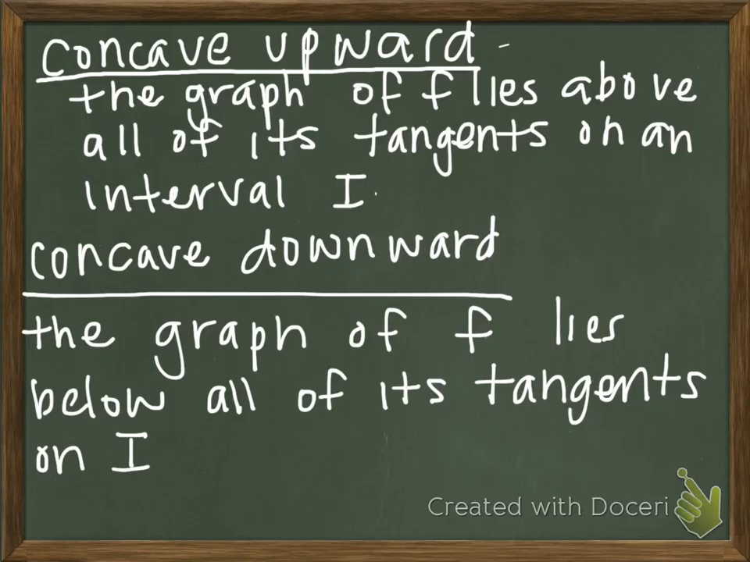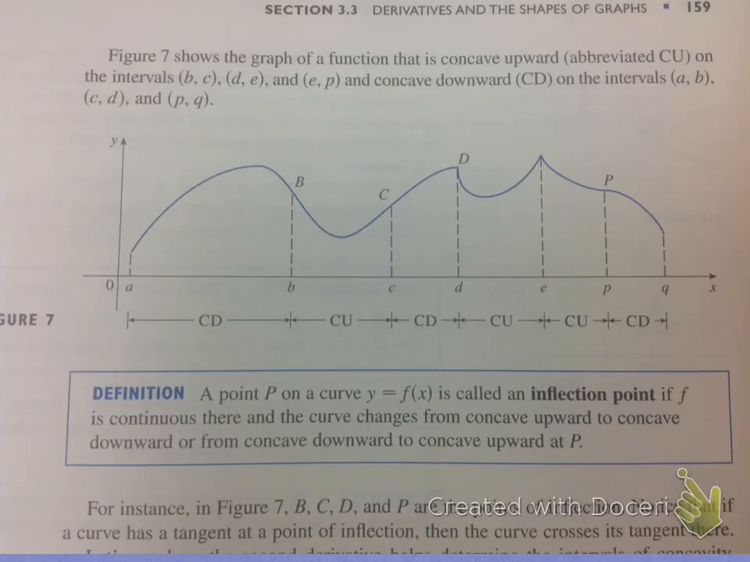So just the definition of each of those. Concave upward is when the graph of f lies above all of its tangents on an interval I, and concave downward is when the graph of f lies below all of its tangents on I. See if you can pick out which intervals are concave up and concave down.